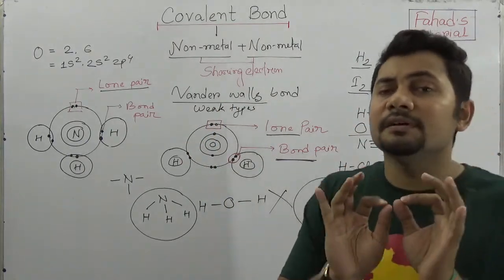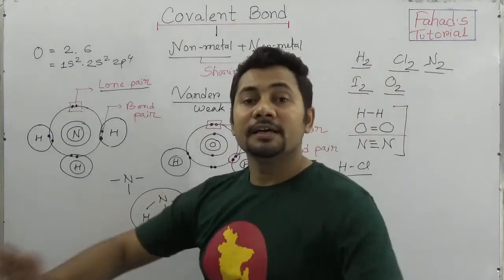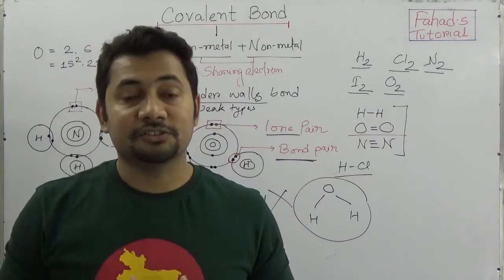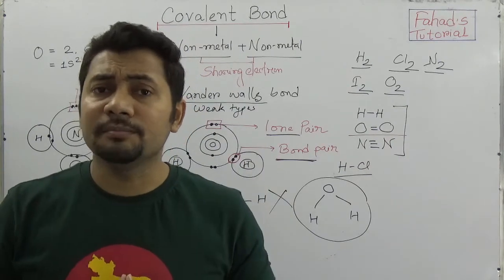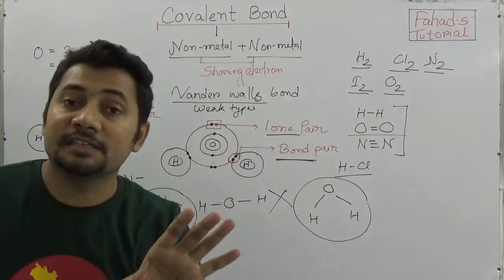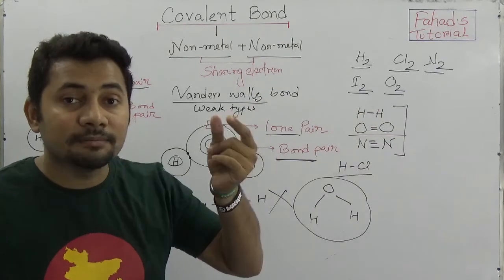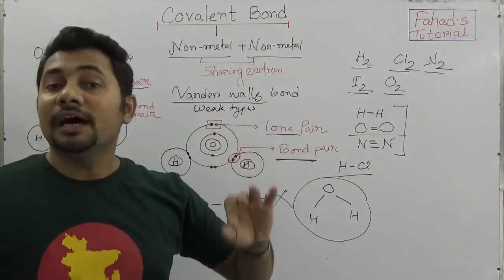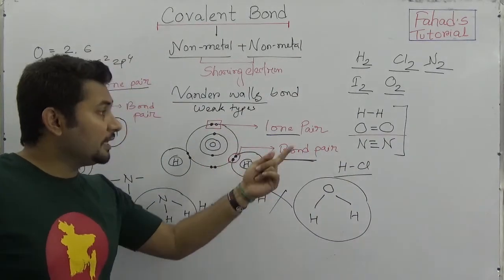So I'm giving a very simple idea about the covalent bond. You know that a covalent bond is that type of bond that forms by sharing electrons between non-metals. And when they share electrons, that is expressed through one bond. In this lecture, I was also explaining why hydrogen has a single bond, oxygen has a double bond, and nitrogen has a triple bond. I hope you understand the reason for the single bond, double bond, and triple bond.